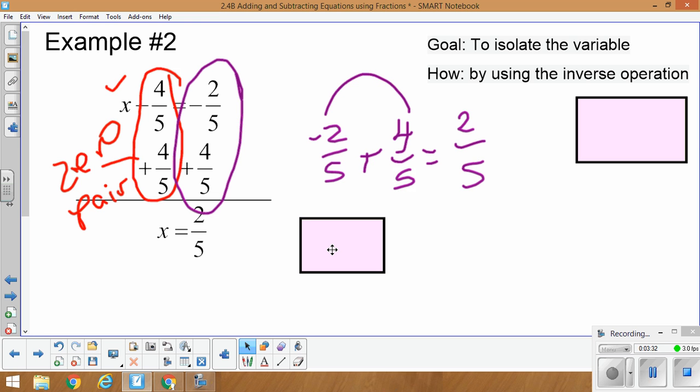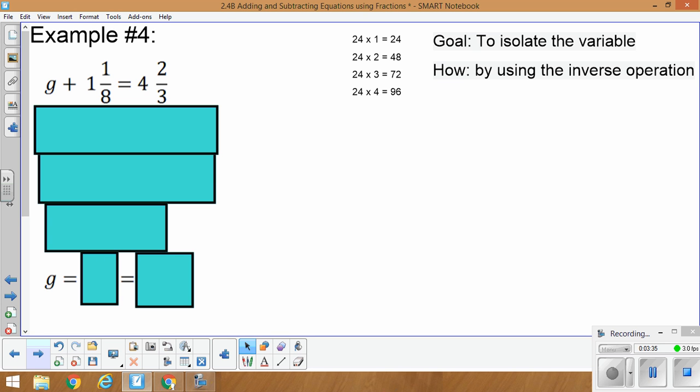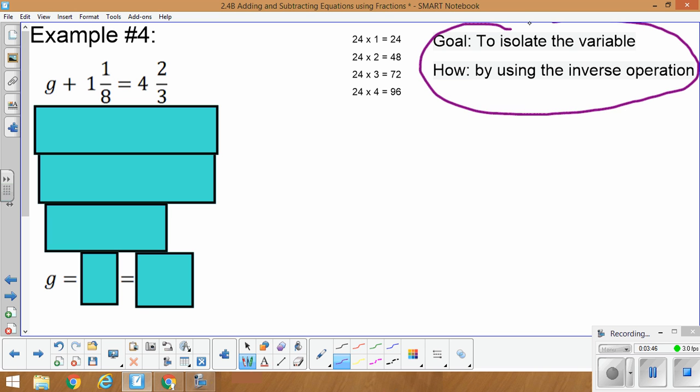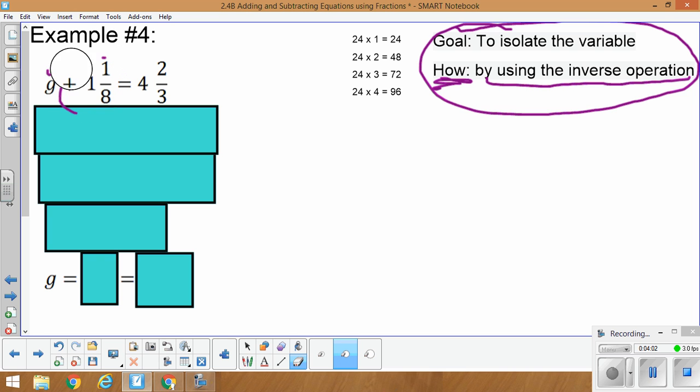Here's example 3. g plus 1 1/8 is equal to 4 2/3. Once again, I just want to direct your attention to the right here. Remember, our goal is to isolate the variable. How do we do that? By using the inverse operation. So here is g all the way on the left, and we're adding 1 1/8 to it. So what I'm going to do now is walk you through the steps to finding the value of g.